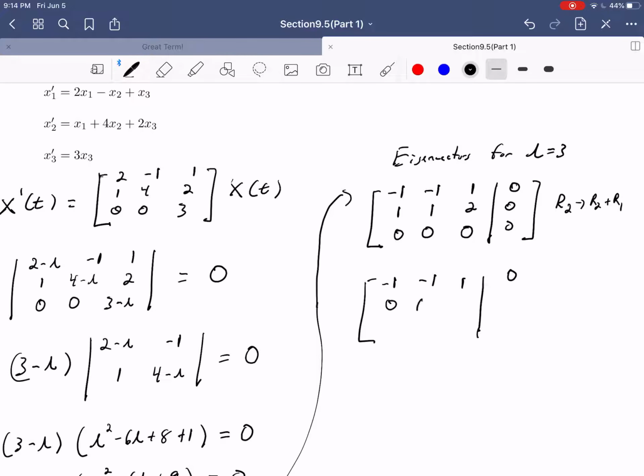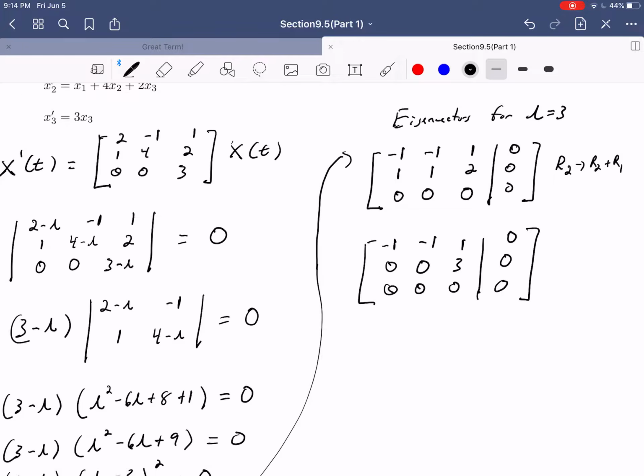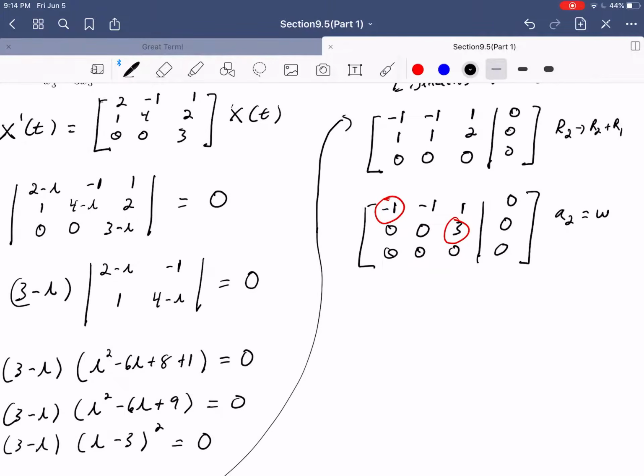And then looks like we should get 0, 0, 3, 0, and then we already have 0, 0, 0 there. And that's close enough to row echelon that we should be comfortable here. We want to avoid parameterizing here and here. So let's let A2 be W. The middle equation gives us 3A3 is 0, so we know that A3 is 0. And then we get negative A1 minus A2 plus A3 is 0, which becomes negative A1 minus W equals 0. And A1 looks like it's going to be negative W.